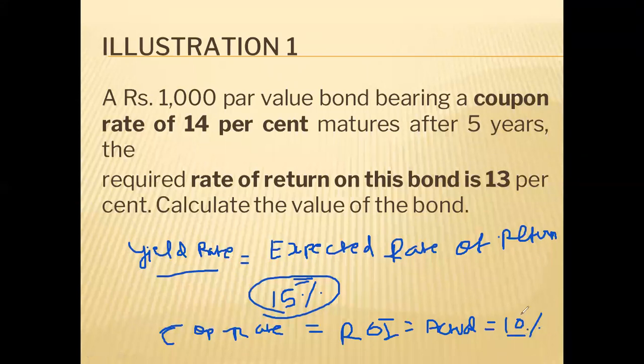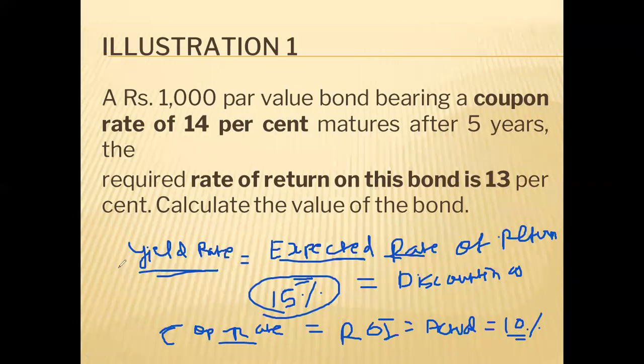Coupon rate will be used to calculate your actual cash flows, and yield rate, that is the expectation, the expected rate of return or required rate of return, will be used for discounting the cash flows. So this is the difference between the yield rate and the coupon rate. Coupon rate is actual, yield rate is expected. Suppose as an investor you are expecting 15%, but the company is paying you only 10%. So your expectation becomes your yield and the coupon rate becomes your actual.